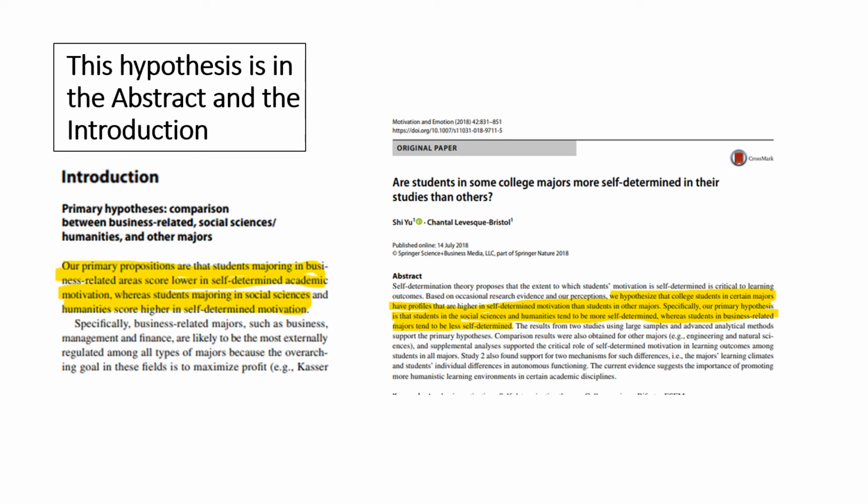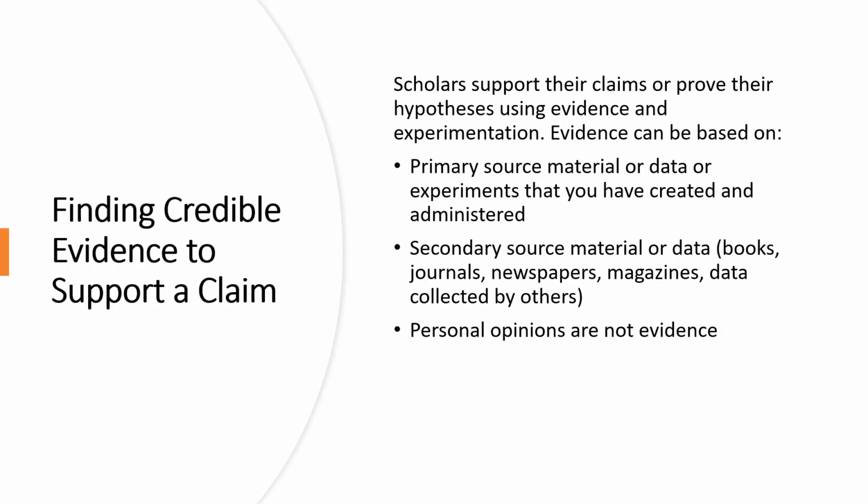Once you have located the claim or hypothesis, take a few moments to try to understand what the author is trying to prove or argue. In this article, the authors are arguing that students in certain majors show more self-determination than students in other majors. Scholars, researchers, and students must provide evidence to argue their claim and prove their hypothesis.